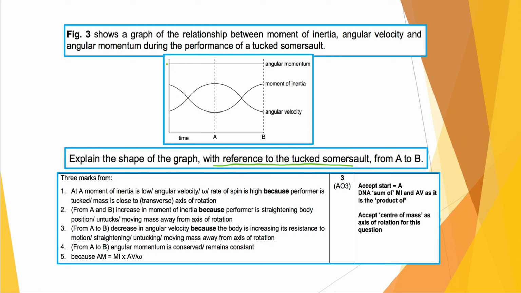Angular momentum is conserved throughout this part of the graph from A to B because as moment of inertia increases, angular velocity decreases in order to conserve angular momentum. And we know that that has to happen because we know the equation. We know that angular momentum is equal to moment of inertia times angular velocity.